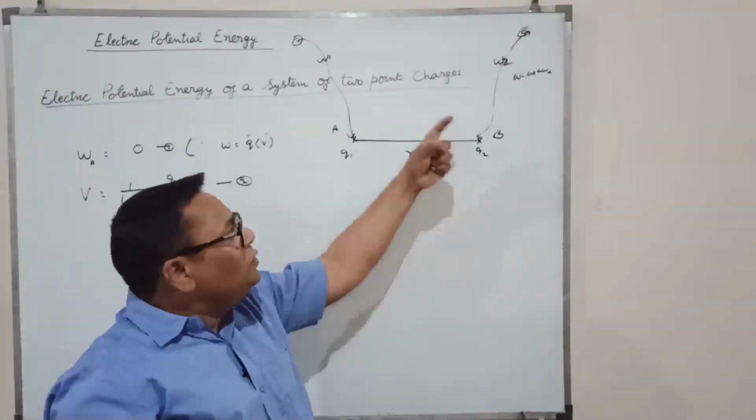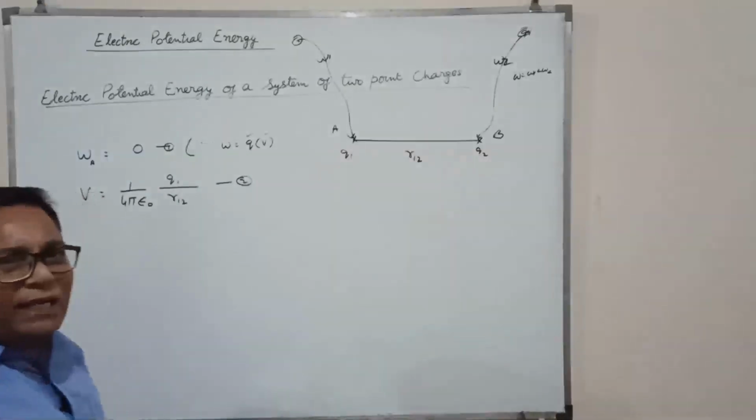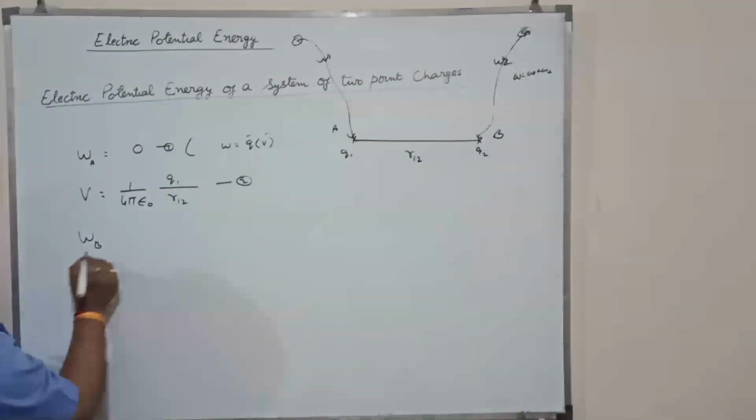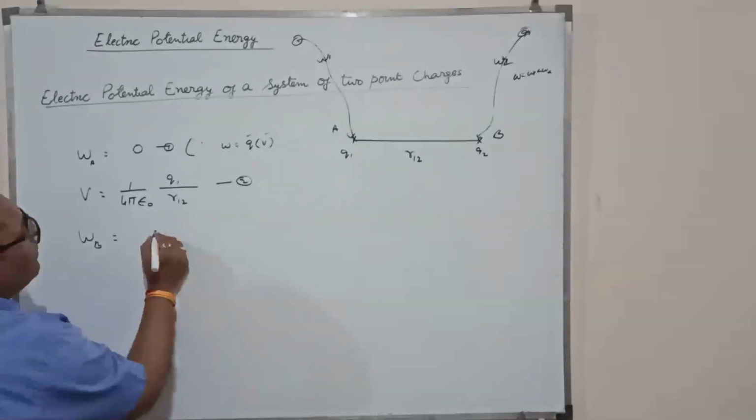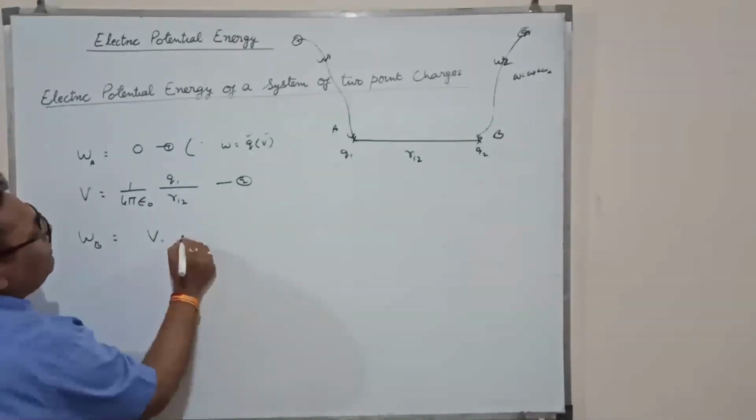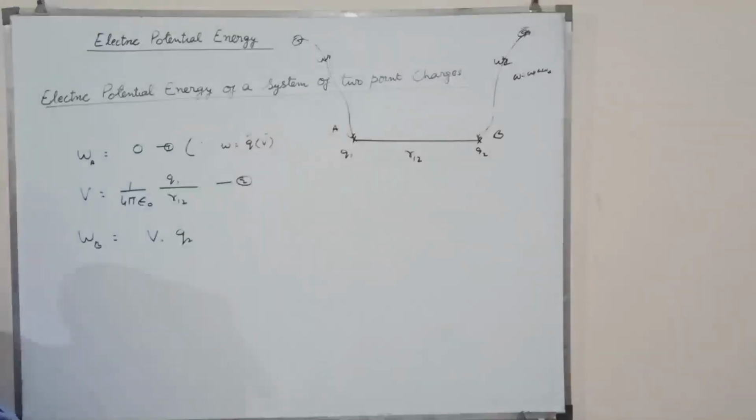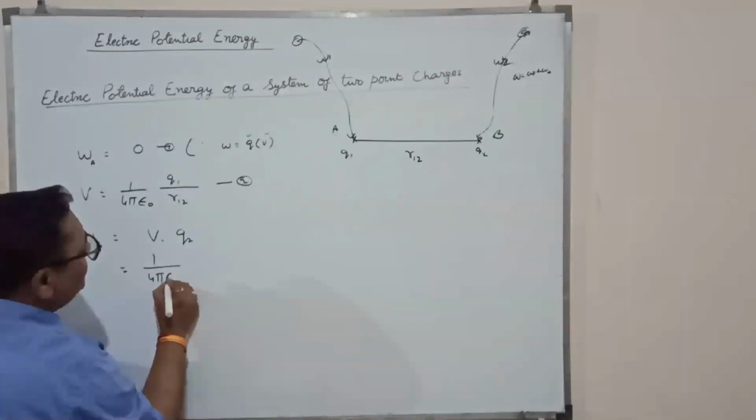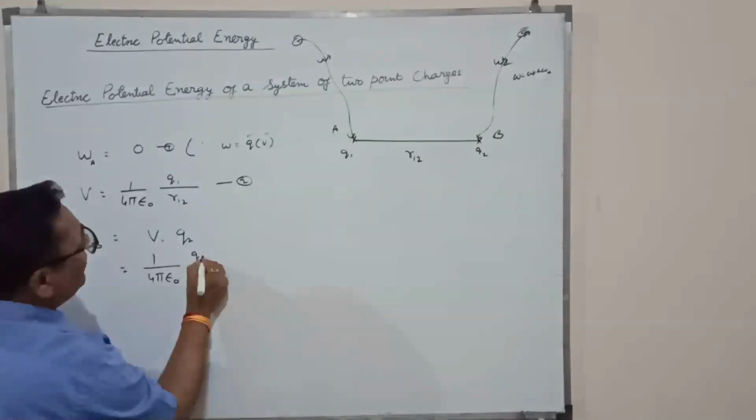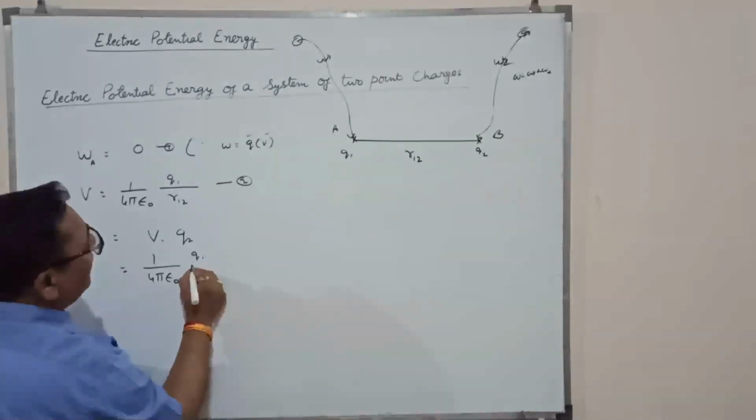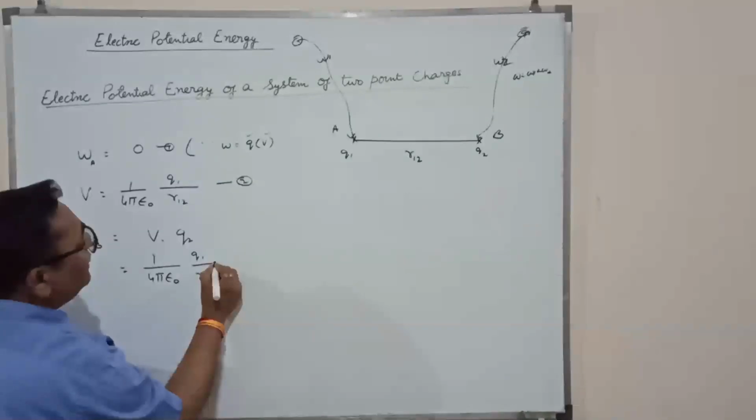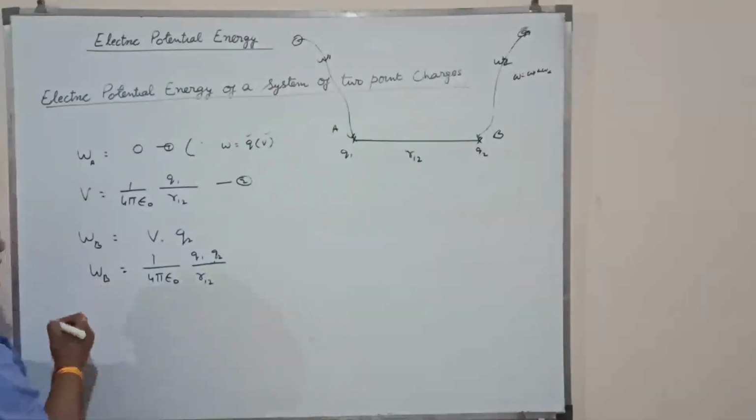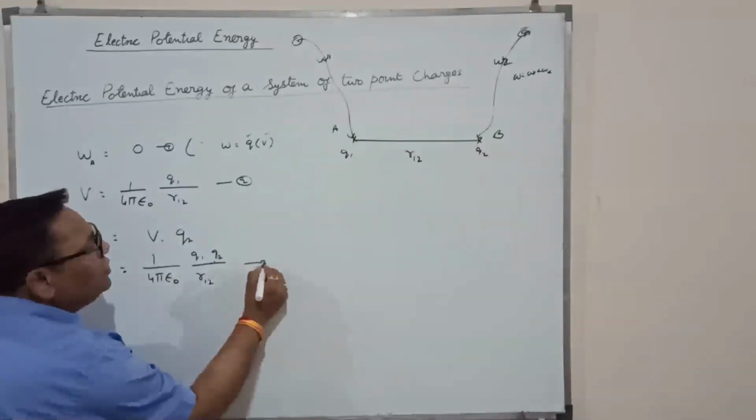Now the work done to bring the Q2 charged particle to its respective position, that is WB, is equal to potential multiplied by charge Q2. Potential is 1 upon 4 pi epsilon 0 Q1 upon R12, into Q2. This is the work done. Now this is equation 3.